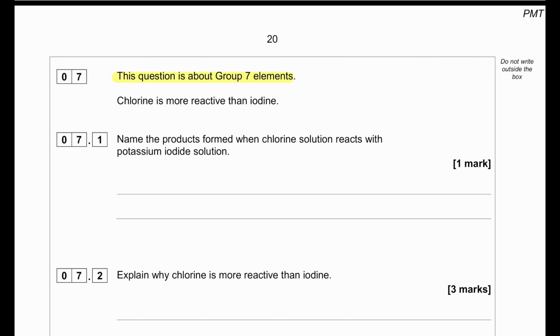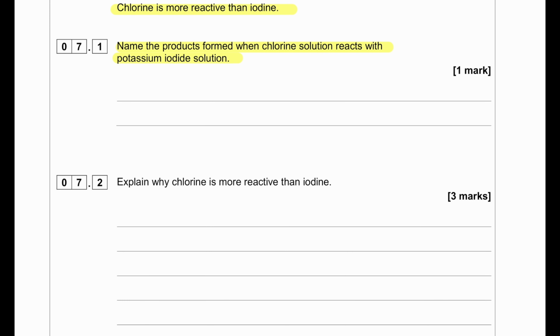This question is about group 7 elements. Chlorine is more reactive than iodine. Name the products formed when chlorine solution reacts with potassium iodide solution. So guys, when chlorine reacts with potassium iodide, the iodide will get displaced and turned into iodine, and the chlorine will displace the iodide and take its place and become chloride. So the products will be potassium chloride and iodine.